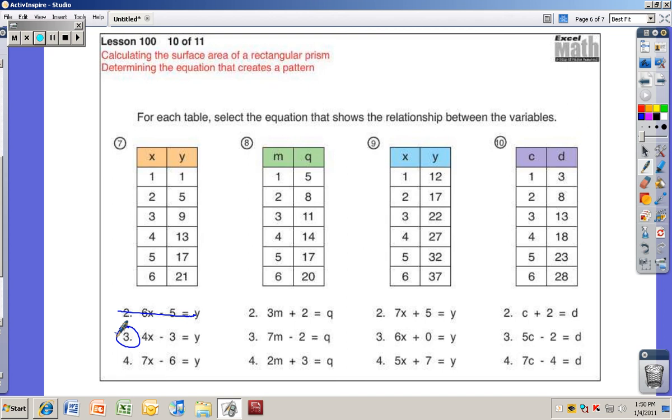Okay. So you want to do number 8 also? And then Kaylee will do the next two? Yeah. Okay. So for 3, if you plug in a 1, that's 3 plus 2 is 5, so that works. And then 3 times 2 is 6 plus 2 is 8, so that works. So probably going to be that one, okay? Good. Let's have Kaylee do the next one.